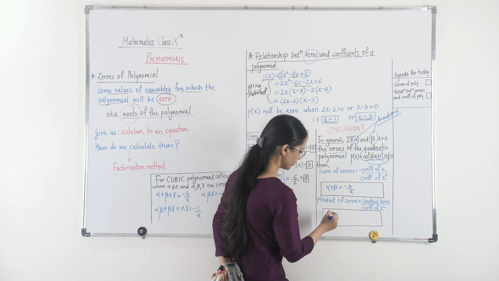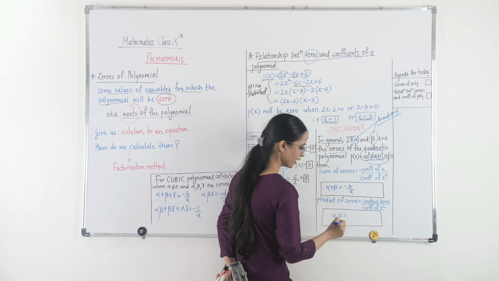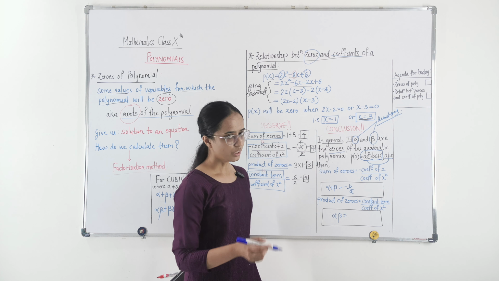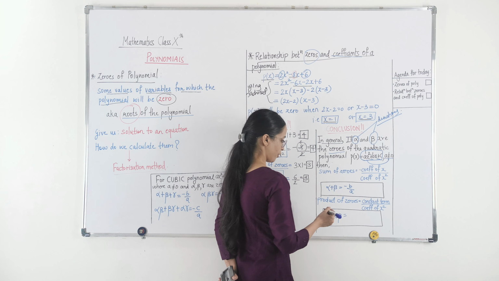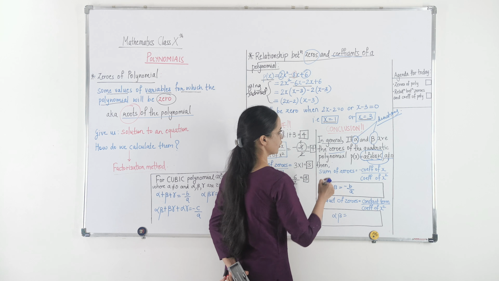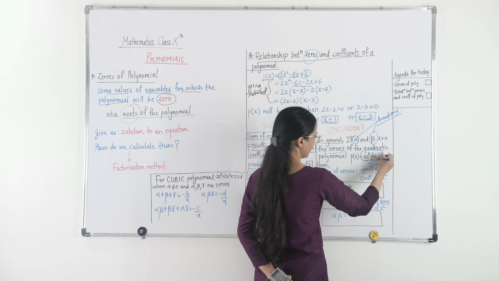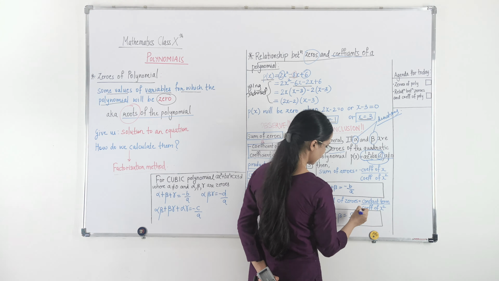And similarly, when you try to take the product of the zeros, so alpha into beta, where alpha and beta are two zeros of the given quadratic polynomial, their product comes out to be equal to the constant term upon the coefficient of x square. Now what is the constant term? It would always be c, and the coefficient of x square in this case is a.